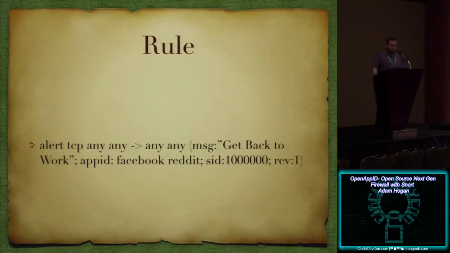But really what I've said is, if I want to block anyone on my network from using Reddit, well, any. I've got a message in there that's going to appear when the rule fires. This says get back to work. And then we have the app ID keyword. In this case, I've expanded it. It says Facebook and it says Reddit. So you can actually list up to 10 applications in a rule. Of course, it's an or. It will match on any one of them. Yeah, is there a question?